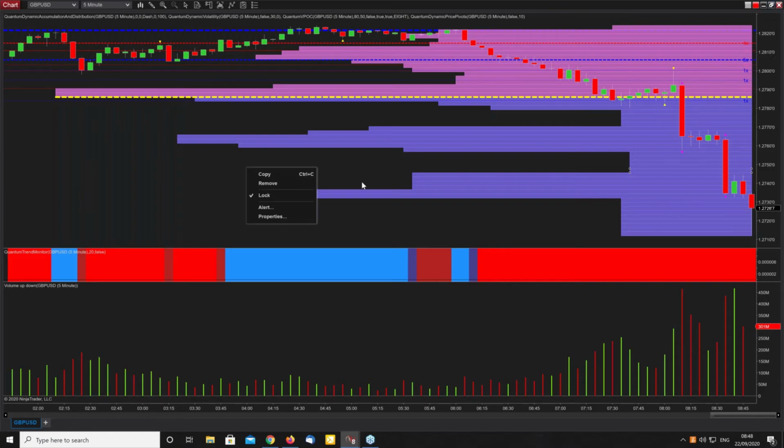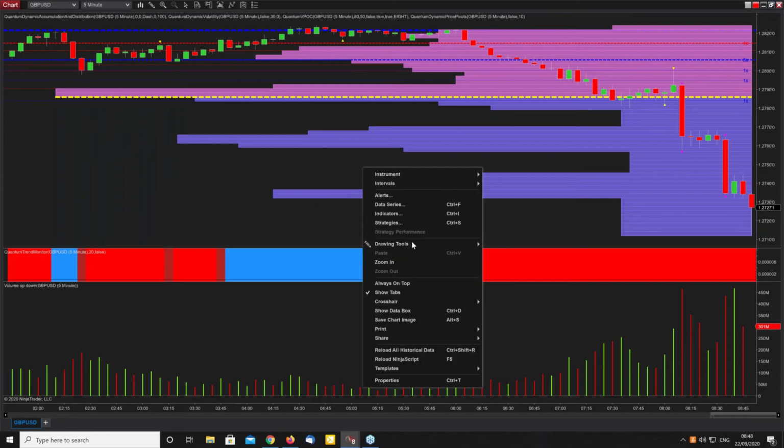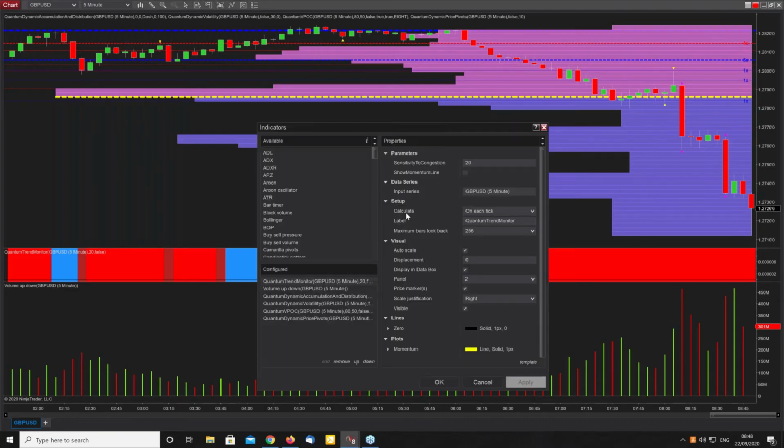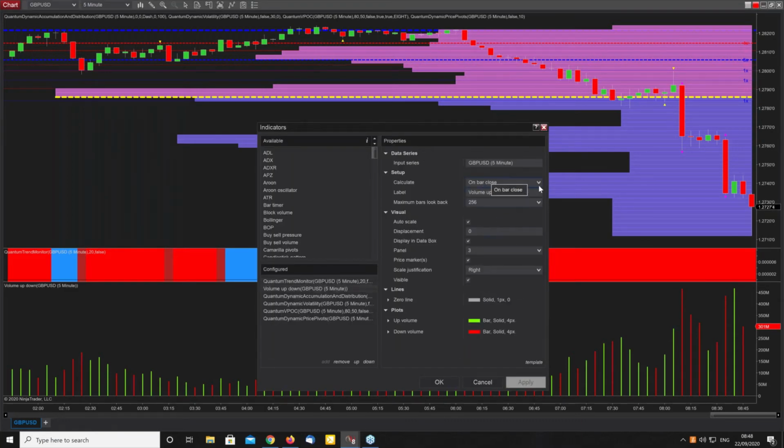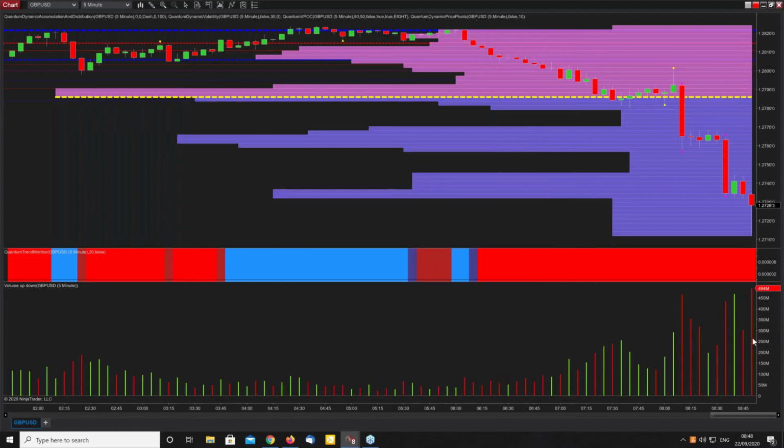If you want to put it on live, then all you do is go into the instrument. Click it on there. Where are we? Volume up, down. There we go. I've got it on bar close. You can see it here. Just put it on tick. There we go. Apply. Okay. Now you can see the volume coming in real time.